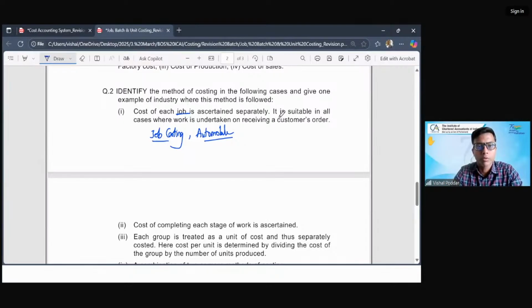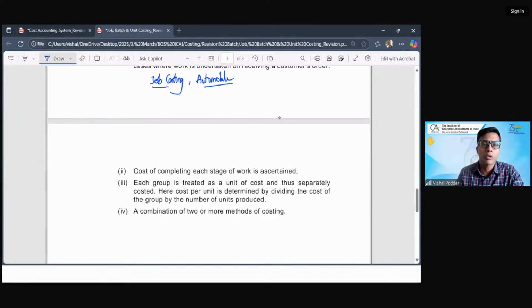Going to next. Cost of completing each stage of work. So you have to ascertain cost stage wise as the work goes on getting completed. You have to ascertain stage wise. So which method will be applied here, students?